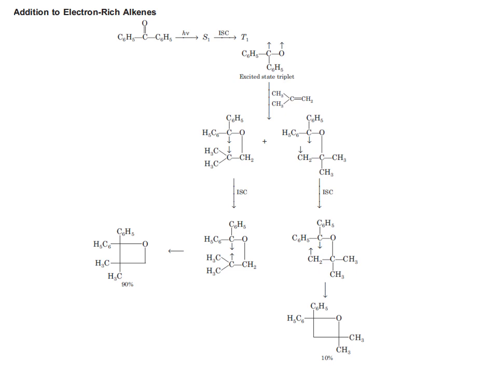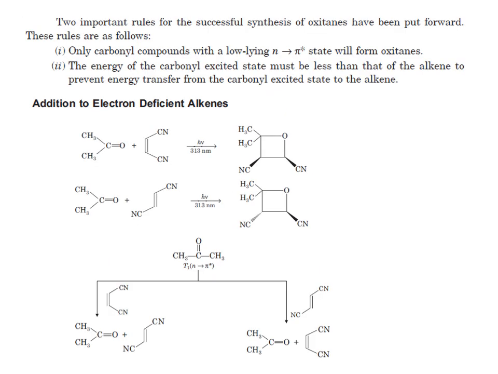So basically two important rules for the successful synthesis of oxetanes have been put forward. What is the rule? The rule is that a carbonyl compound with a low-lying n-π* state will form oxetanes. And what is the second rule? The energy of the carbonyl excited state must be less than that of the alkene, to prevent energy transfer from the carbonyl excited state to the alkene.